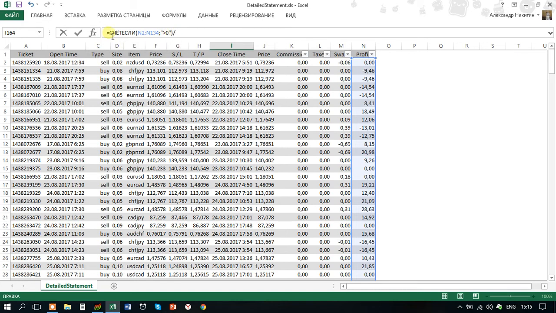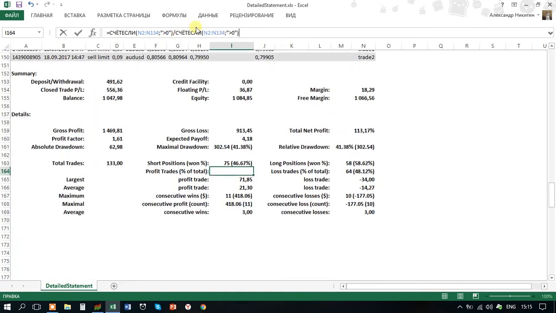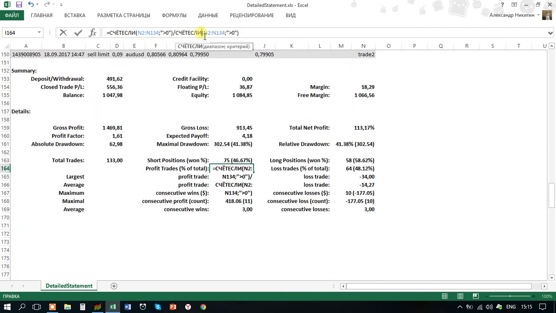And it should be divided by a similar formula, but we don't need the condition. Let's calculate everything, and we don't need more than 0. The total formula looks this way: COUNTIF within this range more than 0, divided by count everything. So this is the formula.